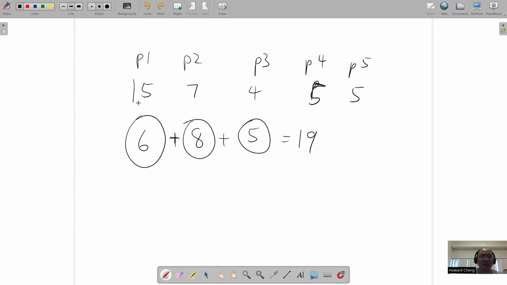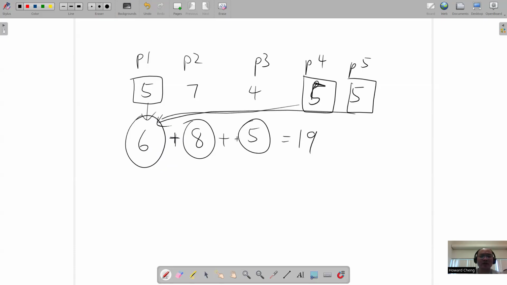But these people with 5s can potentially all be in the same group, because each person says they're in a group with 5 others, so they can all be in this group. So just having more fives doesn't really change anything. The answer is still 19.